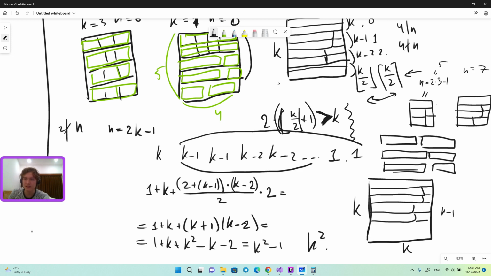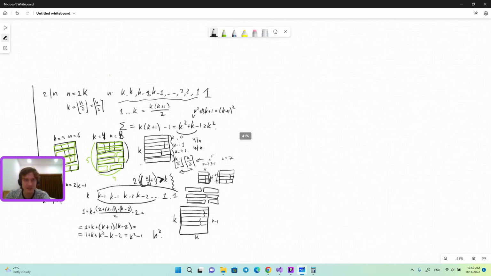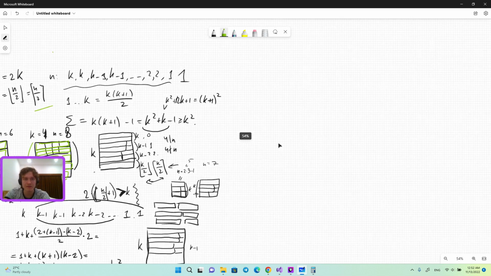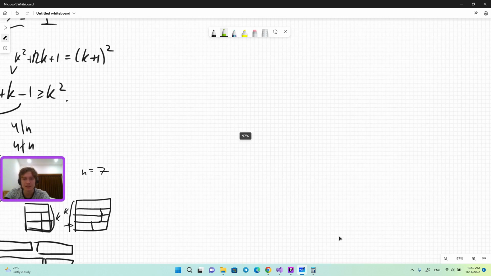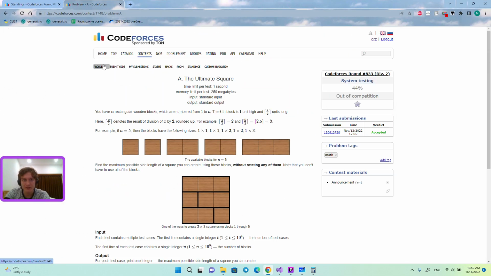So see, in this case, the last row has two different tiles, two different rectangles. And in this case, the last row has two equal rectangles. But nevertheless, the side is k. So the answer is k again, which is equal to n halved, rounded up. And as you see, always the answer is n halved, rounded up, here and here. So we just compose the formula: n halved, rounded up. Problem B. Let's look at problem B.